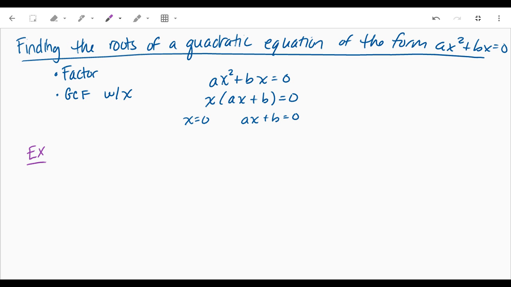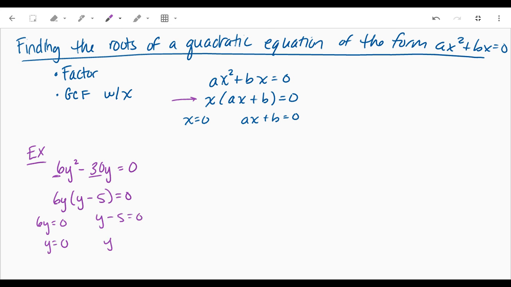So we'll do a quick little example here on this one. If we have 6y squared minus 30y equals 0, we can factor out the y, just like I showed up here how we can factor out the x, but from the 6 and the 30, we can also factor out a 6. And what's nice about this is that even if you miss that, you'll still get the right answer. Okay, so we would have 6y equals 0, which would mean y equals 0, or y minus 5 equals 0, which would mean y equals 5. So there's your two answers.